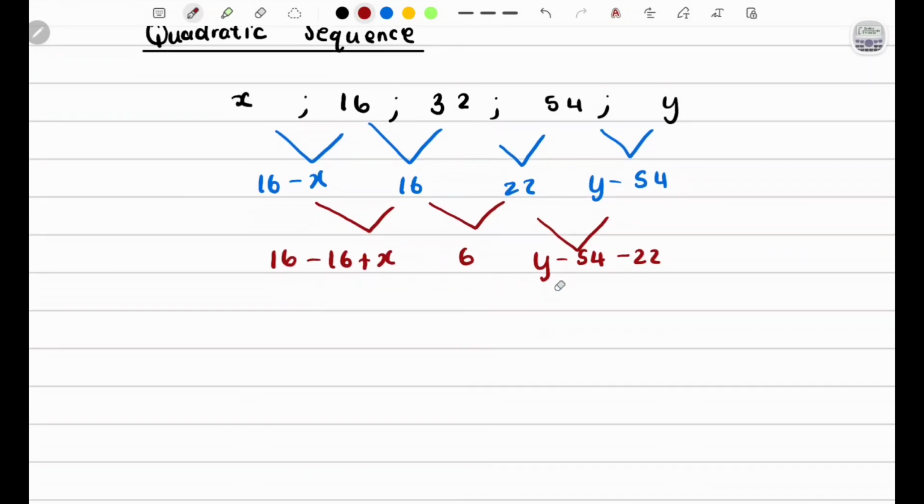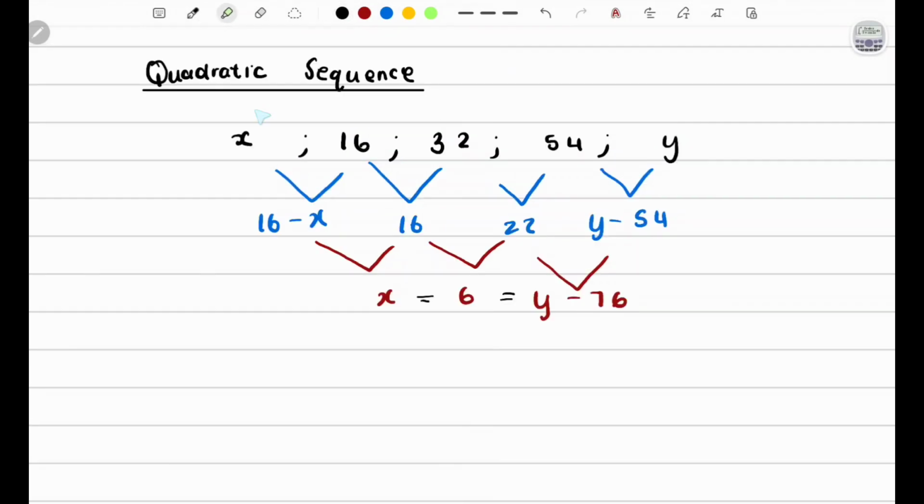Okay, so now that we have this, I can also just clean it up. 16 minus 16 would just be x. And just to clean this one up, negative 54 minus 22 would be negative 76. Now, with this example, I would say it's actually not a very perfect example, but I think it will still be able to get the idea out.